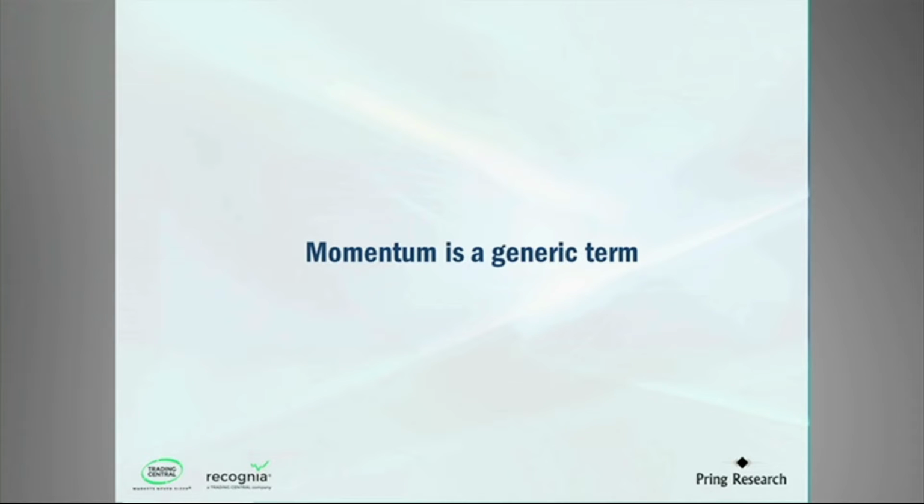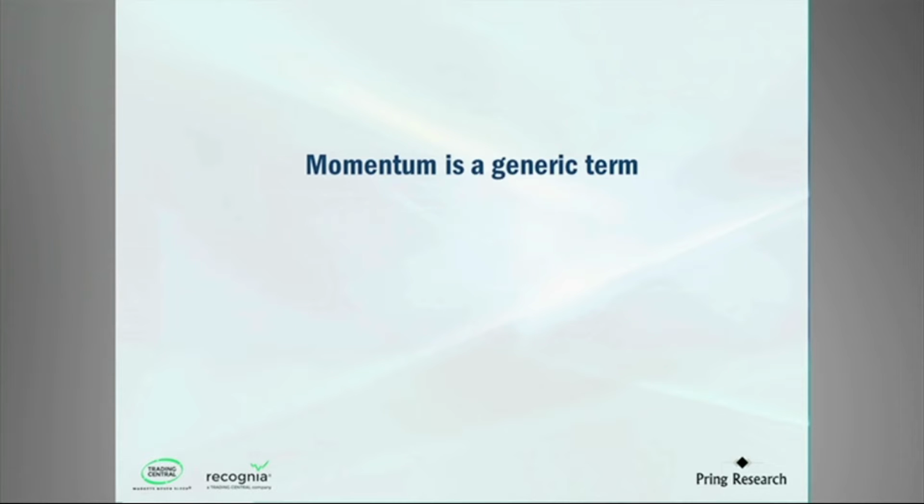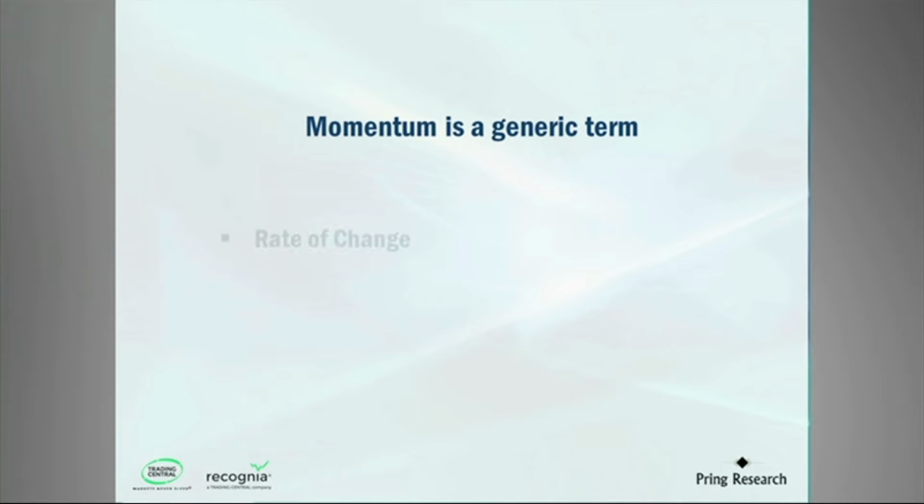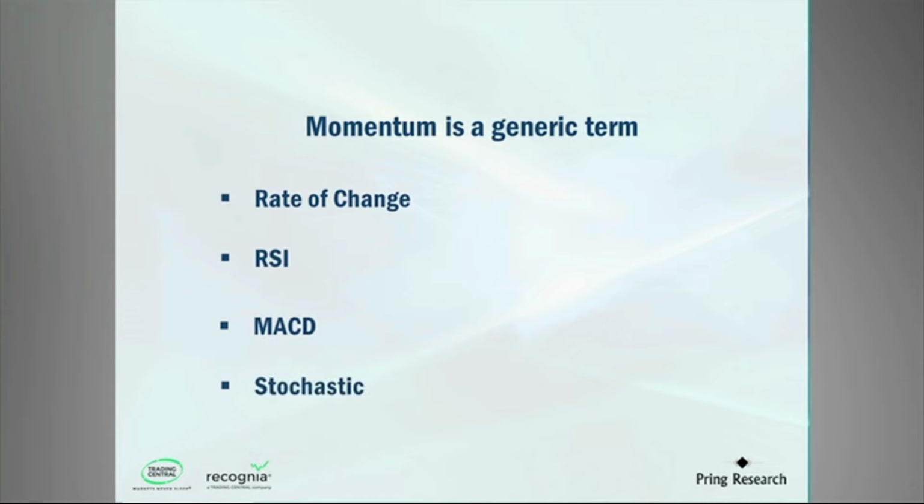Momentum, as I use the term here, is a generic one embracing all kinds of oscillators. 4 common ones are rate of change, RSI, MACD, and stochastic. Many software packages also include an indicator called momentum. That too is just another oscillator and falls under my generic terminology.